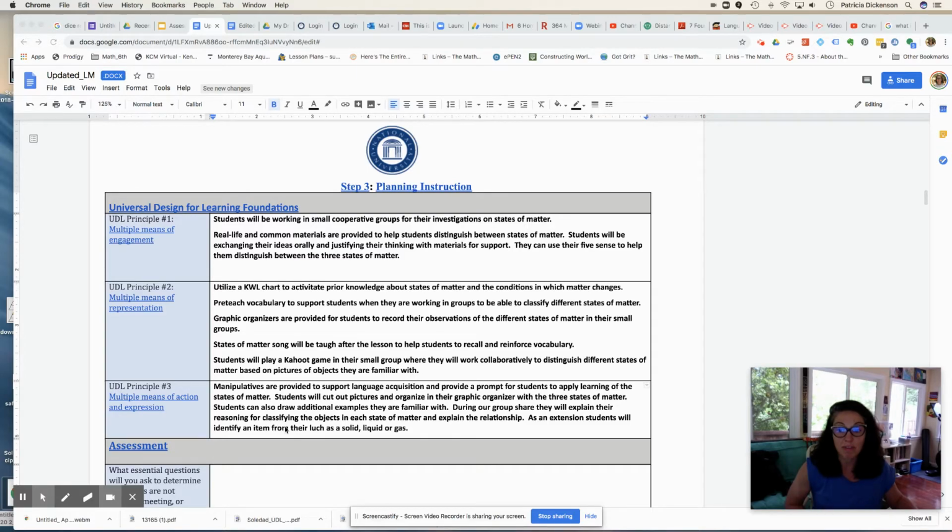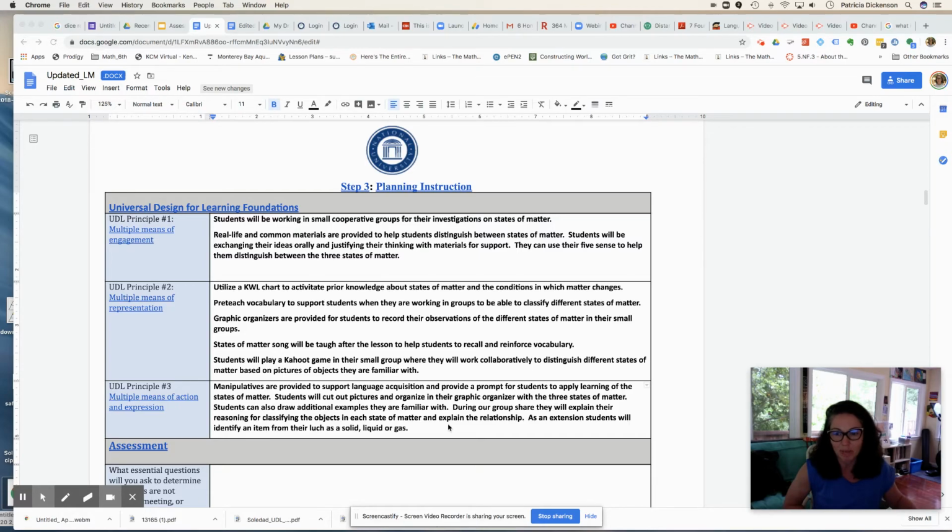They're going to be given pictures that will help them to classify different items in their graphic organizer. And then we'll be doing a group share that will give them an opportunity to explain how they classify the items.